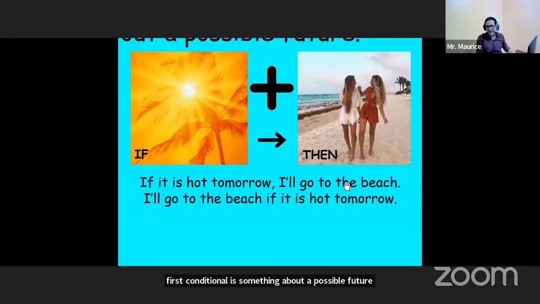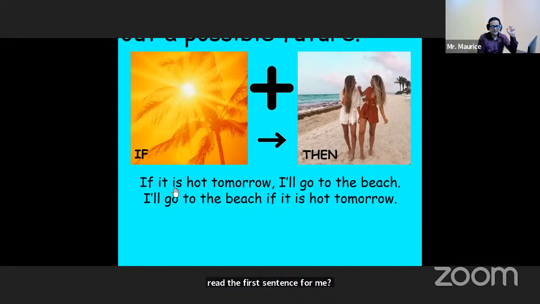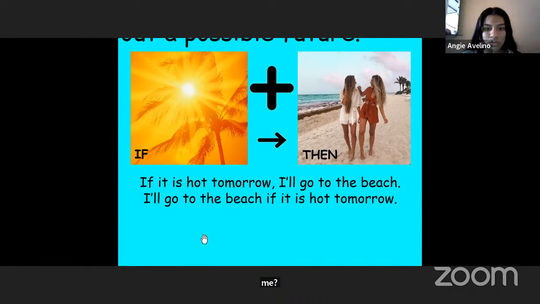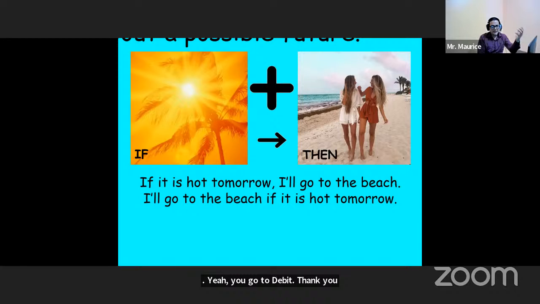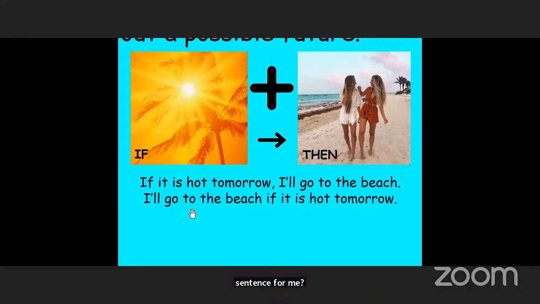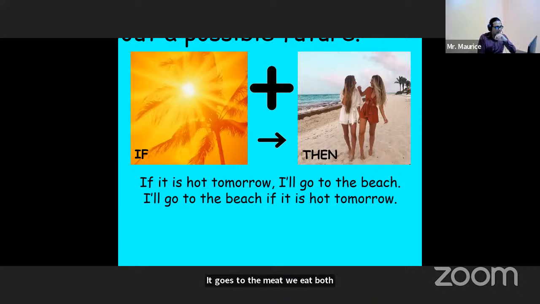I need you to read this for me. Angie, could you please read the first sentence for me? If it is nice tomorrow, he'll go to the beach. Thank you. Okay, so here we have an action and the consequences. Okay, Natalia, could you please read the second sentence for me? We'll go to the beach if it is nice tomorrow. Thank you.